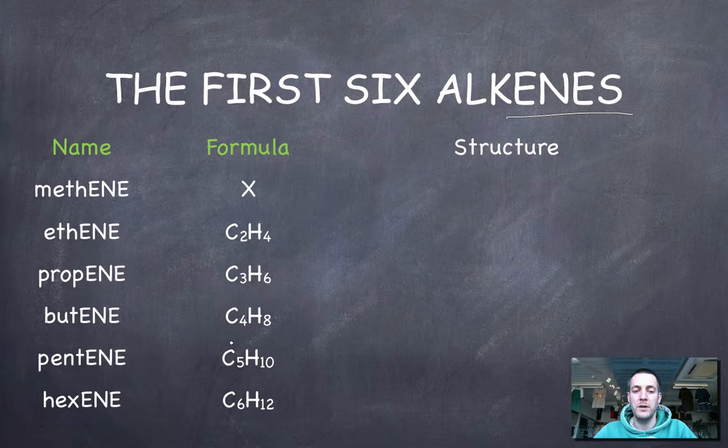These formulas follow the rule of CnH2n, so the number of hydrogens is twice as large as the number of carbons. Why is there no methene? Well, because you have to have at least 1 carbon-carbon double bond, and if you have 1 carbon atom, because that's what meth means, then you can't possibly have a carbon-carbon double bond, can you? Anyway, ignoring methene, which doesn't exist, let's start off by drawing ethene. That would have 2 carbons and a double bond, and then hydrogens filling all the other spaces.